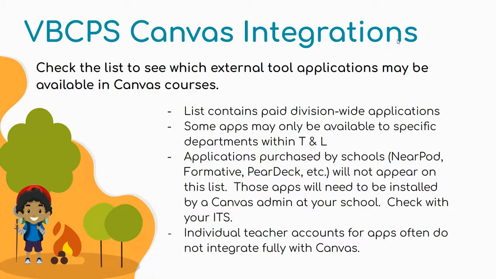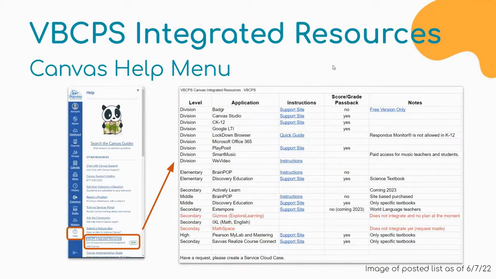Applications purchased by schools won't appear on this list. Those apps need to be installed by a Canvas administrator at your school. So you might check with your ITS if you know there's an app your whole school uses. And like we mentioned earlier, individual teacher accounts for apps really often don't fully integrate with Canvas. But again, you might want to check with your ITS on that or the company itself. So let's check out how to access this VBCPS Integrated Resources list and how to use it.